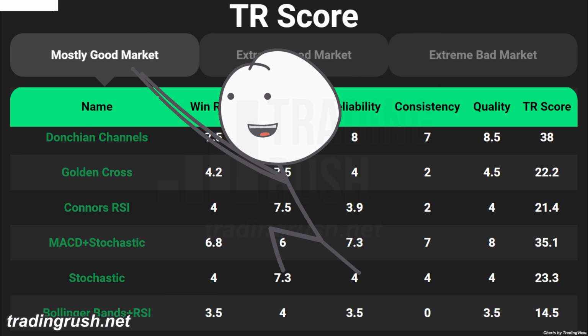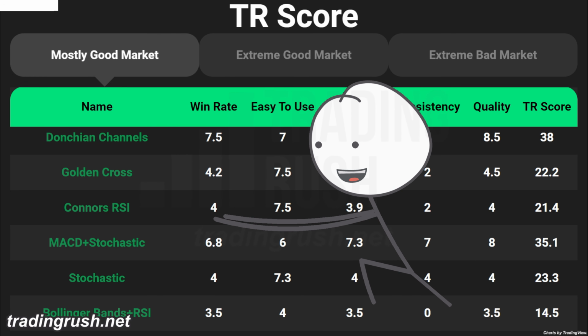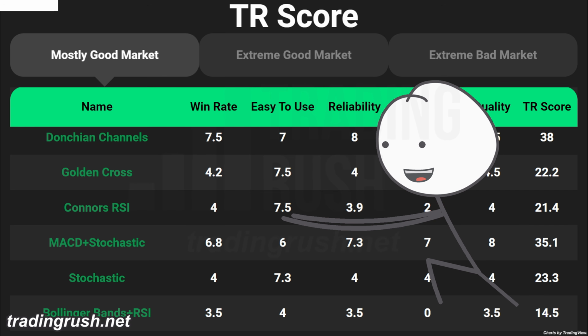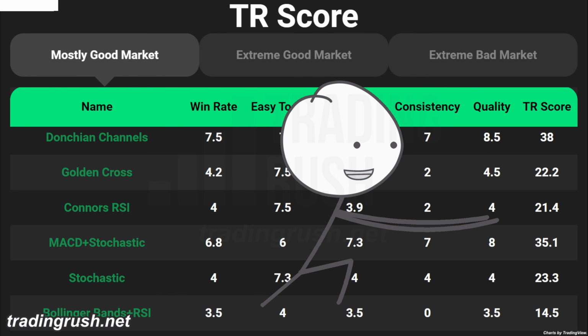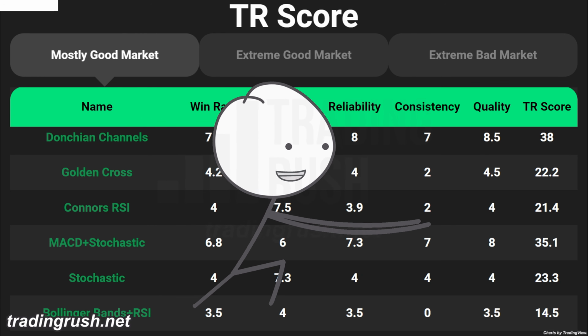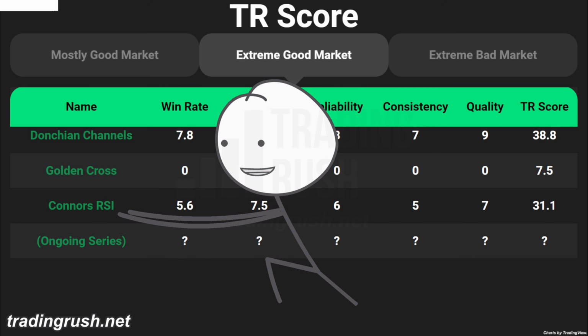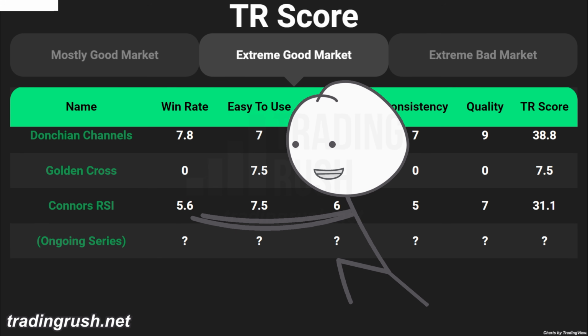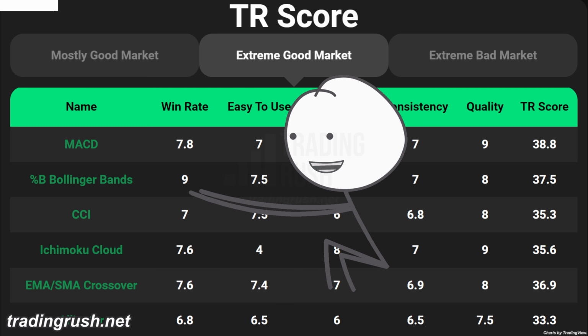In the previous, mostly good market test, Faster RSI had around a break-even win rate. It had a 4 out of 10 score in the win rate category. The only high score it had was in the easy-to-use category. Other than that, it had a low score in the reliability, consistency of profits, and quality of trades categories. But in the extremely good market, the Connors RSI strategy gets a 5.6 out of 10 score in the win rate category. It did get a profitable 47% win rate, but it's definitely not the highest win rate we have seen in the extremely good market.